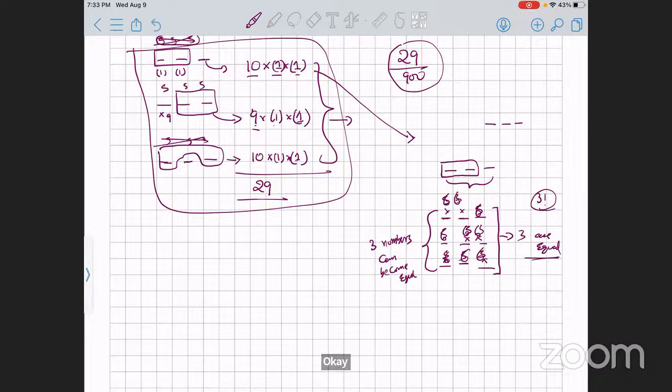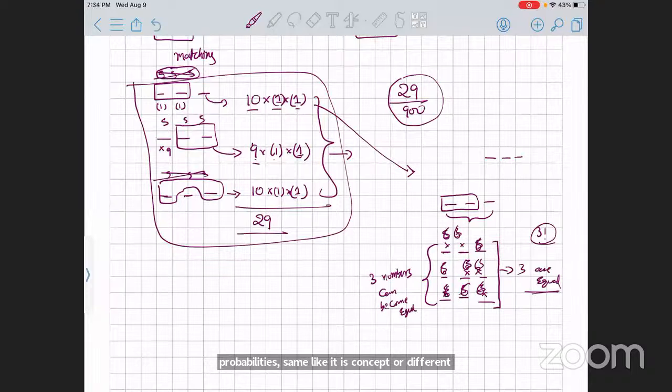Sir, if it was the last number, we can get it in 10 different ways, no, sir? Like if it was first, there are 9 possibilities. Same concept, but my question is this: like 6, 6, 6.